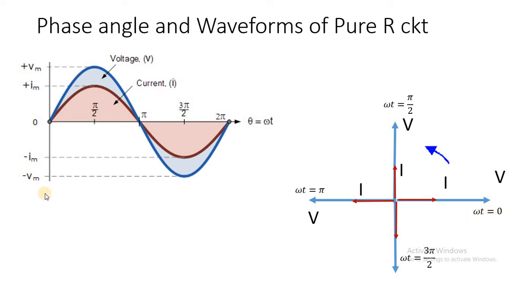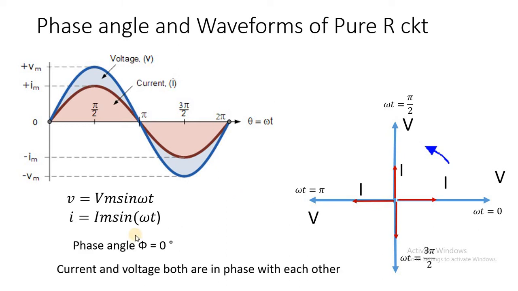So this particular slide wants to give you the information that in a pure resistive circuit, the voltage and the current waveforms are in phase with each other, and their phasors are also in phase with each other, so that their instantaneous equations are V equal to Vm sin omega t and I equal to Im sin omega t. And as they are in phase with each other, they do not have any phase angle. So the phase angle phi is equal to 0 degree. Because the phase angle is equal to 0 degree, we say that the current and the voltage, both the quantities, are in phase with each other in a pure resistive circuit.